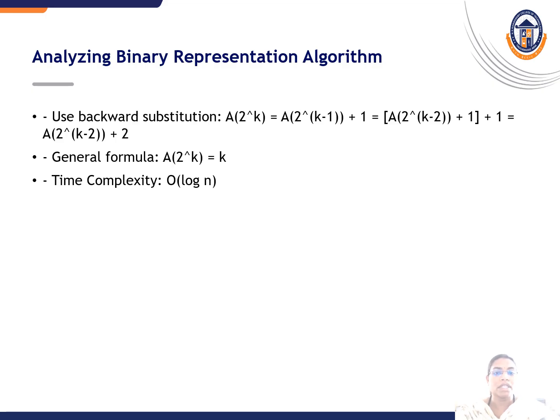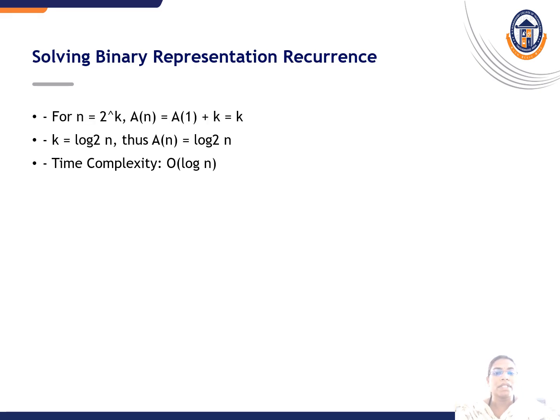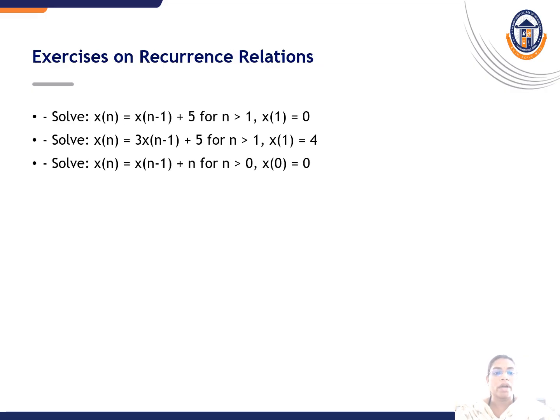Analyzing the binary representation algorithm. Use backward substitution. The general formula for this binary representation is A(2^k) = k. The time complexity is O(log n). Solving the binary representation recurrence, we have the complexity O(log n).